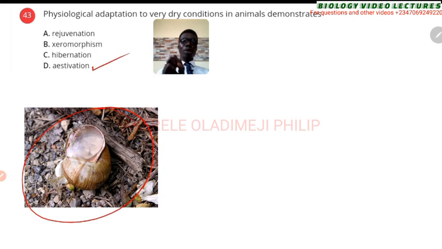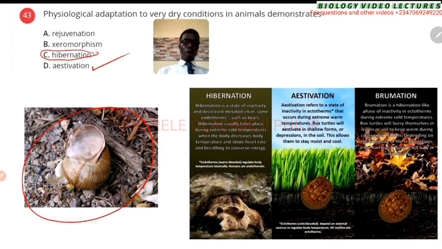To overcome a cold condition, that one is called hibernation, which is not part of what we are meant to do anyway. I just explained that. You might pause the video here to read what this means. It says estivation refers to a state of inactivity in ectotherms that occurs during extreme warm temperature. Just read what is here. It's self-explanatory.